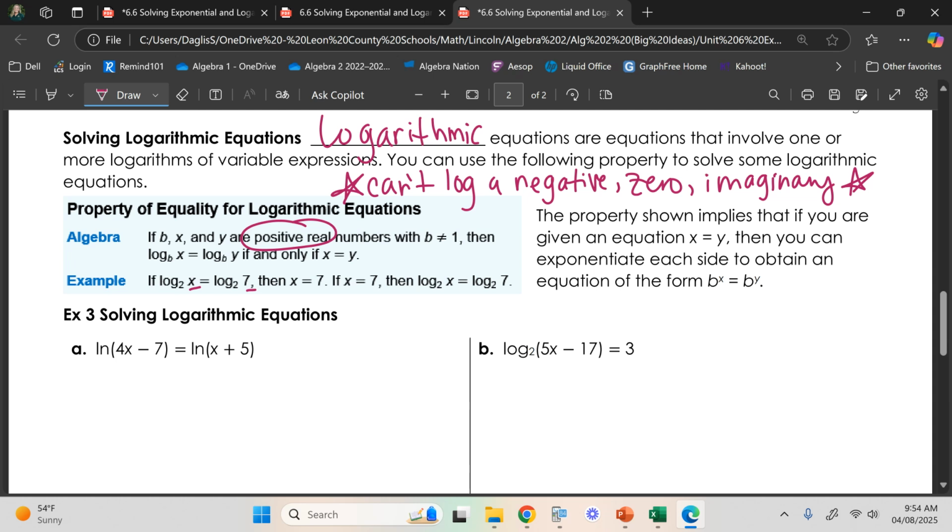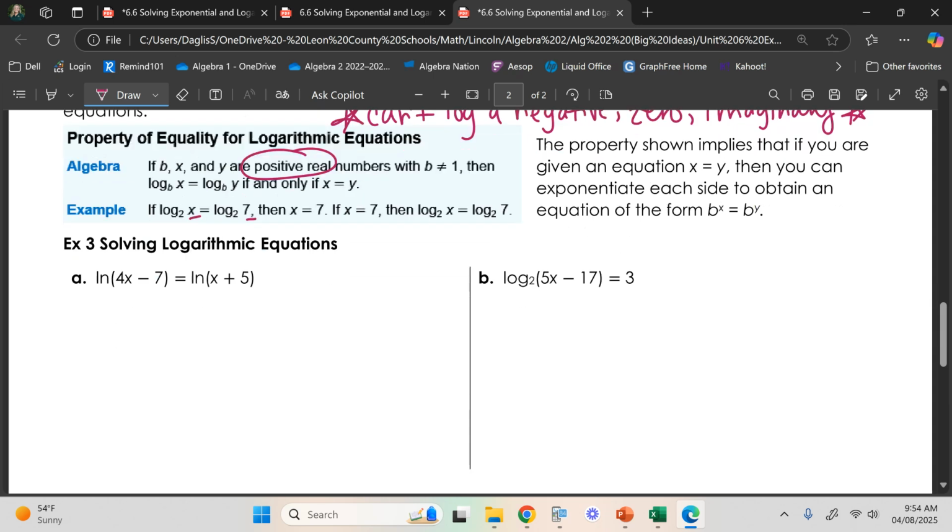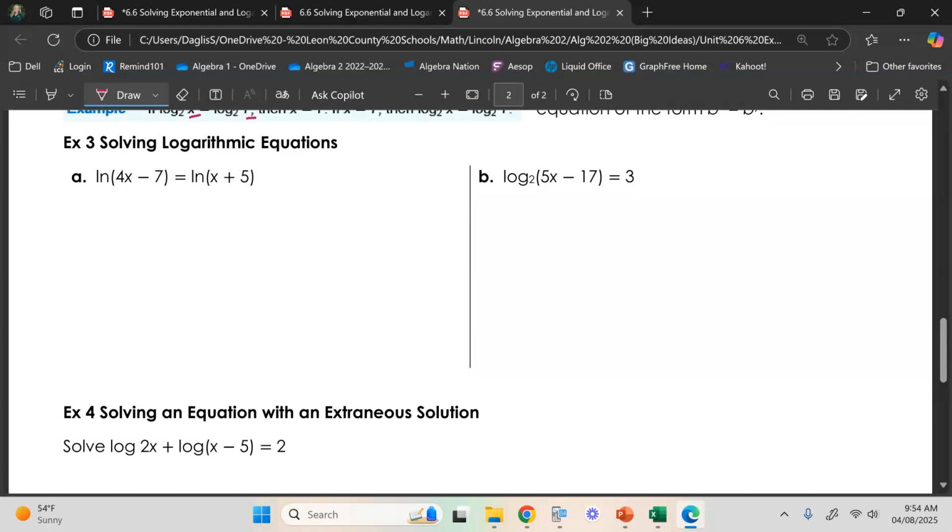We good? We ready? Let's do it. So part A, I have natural log 4x minus 7 equals natural log of x plus 5. Do I have a log equal a log? Yeah, I do. Do they have the same base? Yeah, they do. So my natural logs essentially do cancel out. We get 4x minus 7 equals x plus 5.